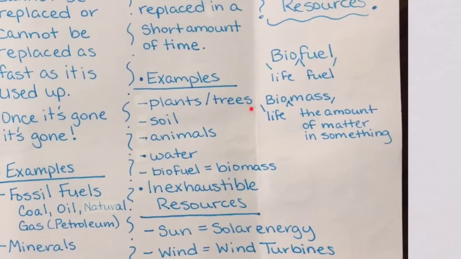Examples: plants and trees, soil, animals, water, biofuel or biomass. These are both words that are used and they mean the same thing. They're synonyms. Right over here, I broke apart biofuel. Of course, bio means life and fuel is fuel, an energy source. And biomass, bio still means life, and mass, the amount of matter in something, has to do with using that life matter as a fuel source.